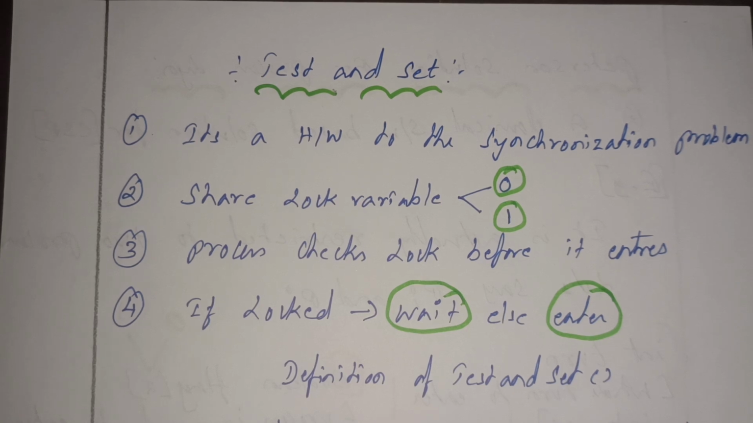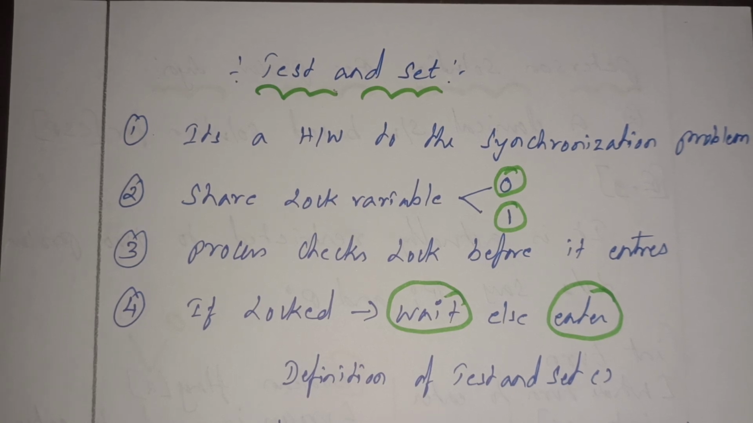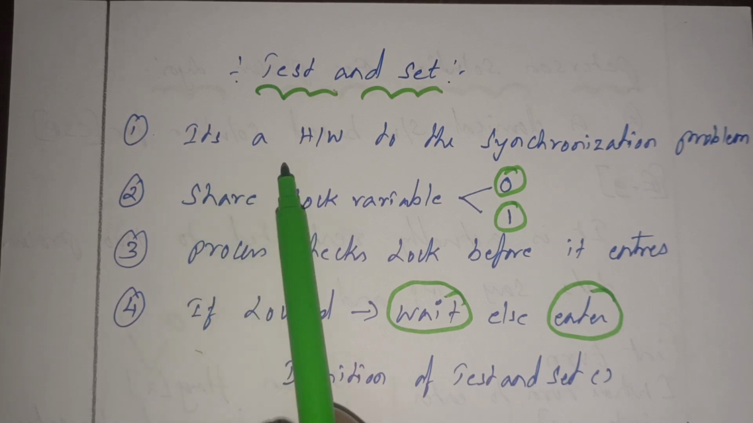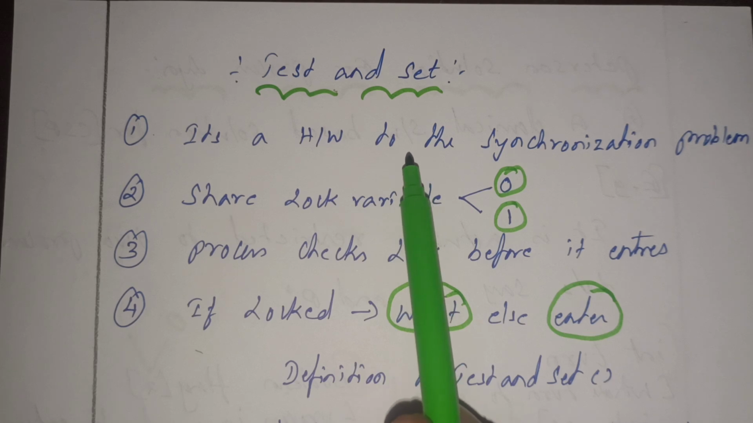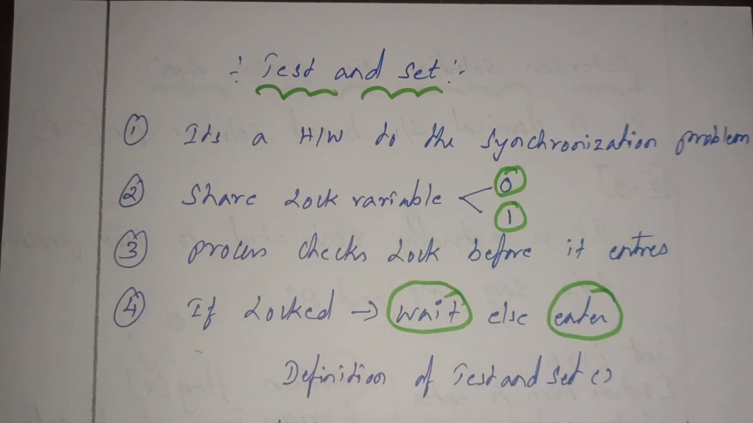Now I'm going to explain how this process synchronization technique, test and set, actually works. It is one of the hardware solutions to the synchronization problem. Basically, test and set is a direct synchronization solution where either process can either wait or else enter. It will share a lock variable that is a true or false statement, that is 0 or 1, like Boolean values.